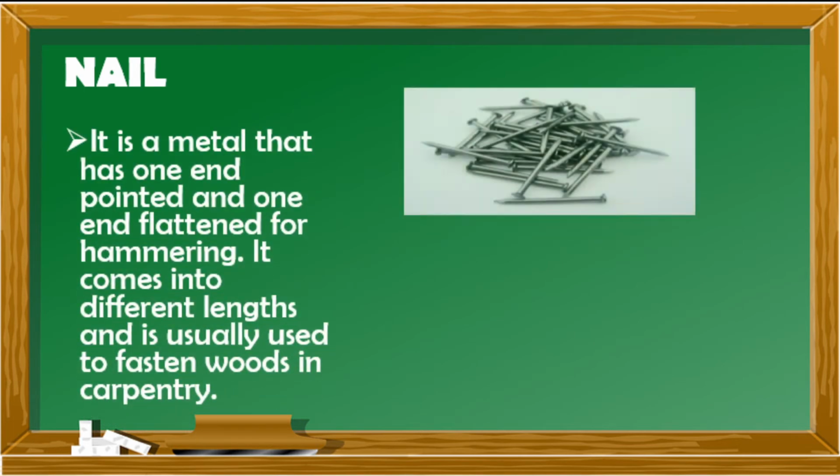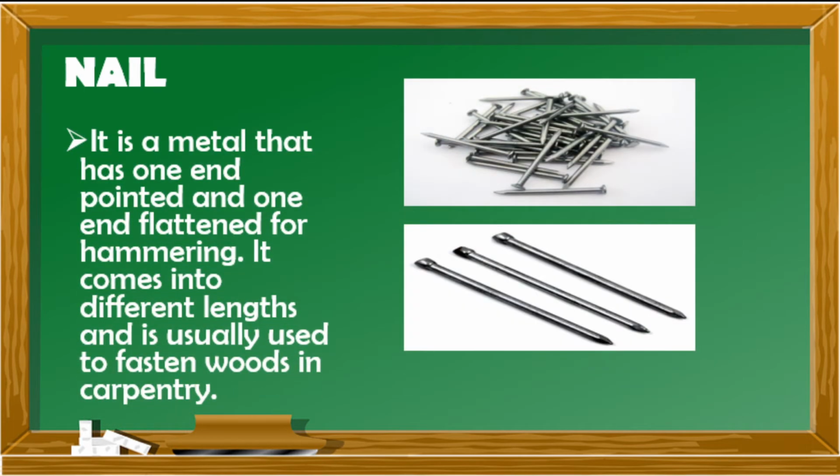Sample yan. The next is yung nail, o yung pako sa Tagalog. So, it is a metal that has one end pointed and one end flattened for hammering. It comes into different length and usually used to fasten the wood in the carpentry. So, ito yung pako natin sa Tagalog. Okay, so may dalawa tayong types ng pako or yung nail.